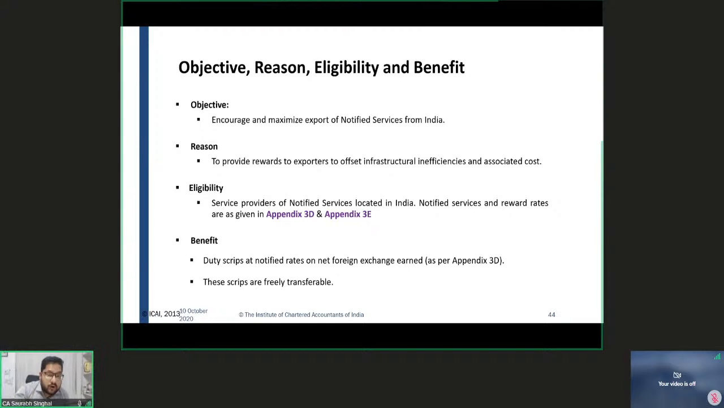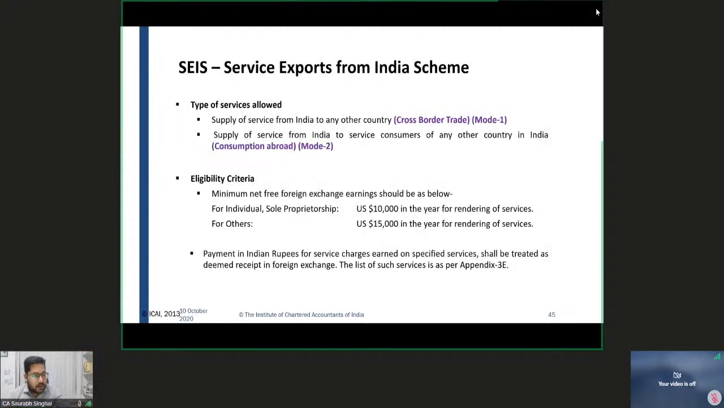Now what is the rate of reward? The rate of reward is given under appendix. In MEIS it was Appendix 3B, B for Bombay. It is now Appendix 3D and 3E. We will see what Appendix 3B, 3D and 3E are. These are appendices which would give out the rates of SEIS. Earlier, the reward was calculated on FOB value received in freely convertible foreign exchange. Now the reward is calculated on net foreign exchange earned, NFE. That is the basis for calculation of the reward rate. So suppose the reward rate is 5%, then it will be 5% of NFE. Now this is very, very important.